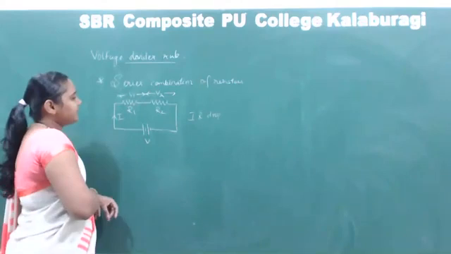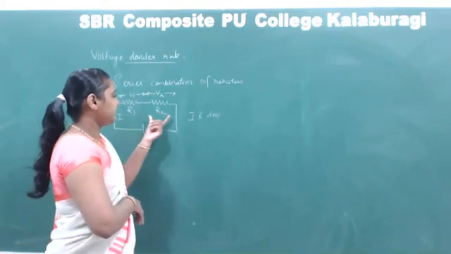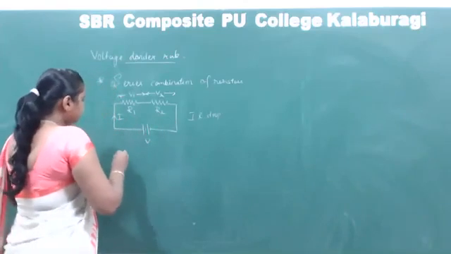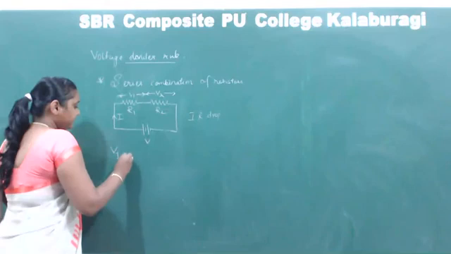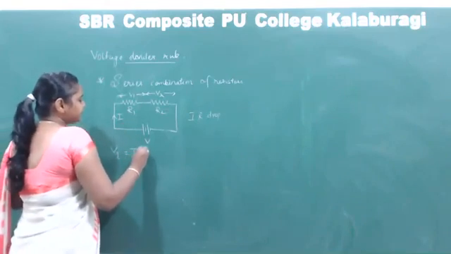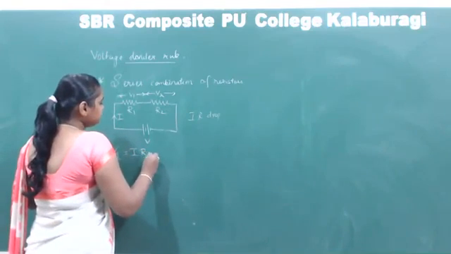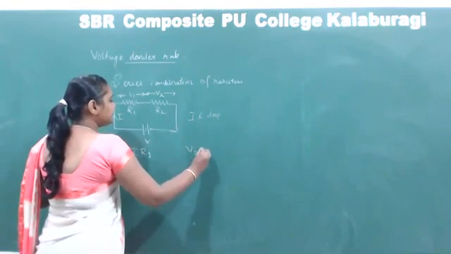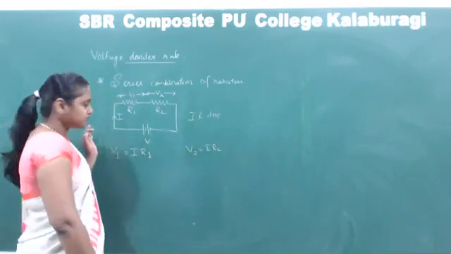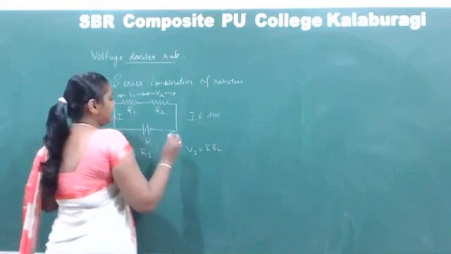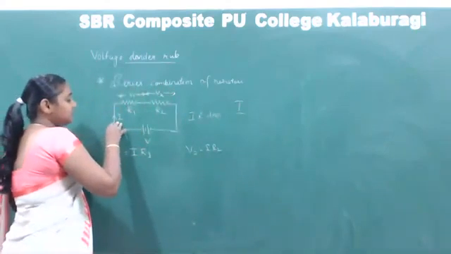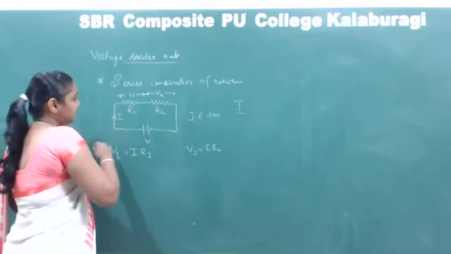So individually, how to calculate the voltage drop across R1 and how to calculate the voltage across R2 is what the voltage divider rule is. So now what happens? V1 is equal to, as I just told you, I into R1, and V2 is equal to I into R2. Okay. Now what is I? How can we write the I? What is the value of I in this circuit?